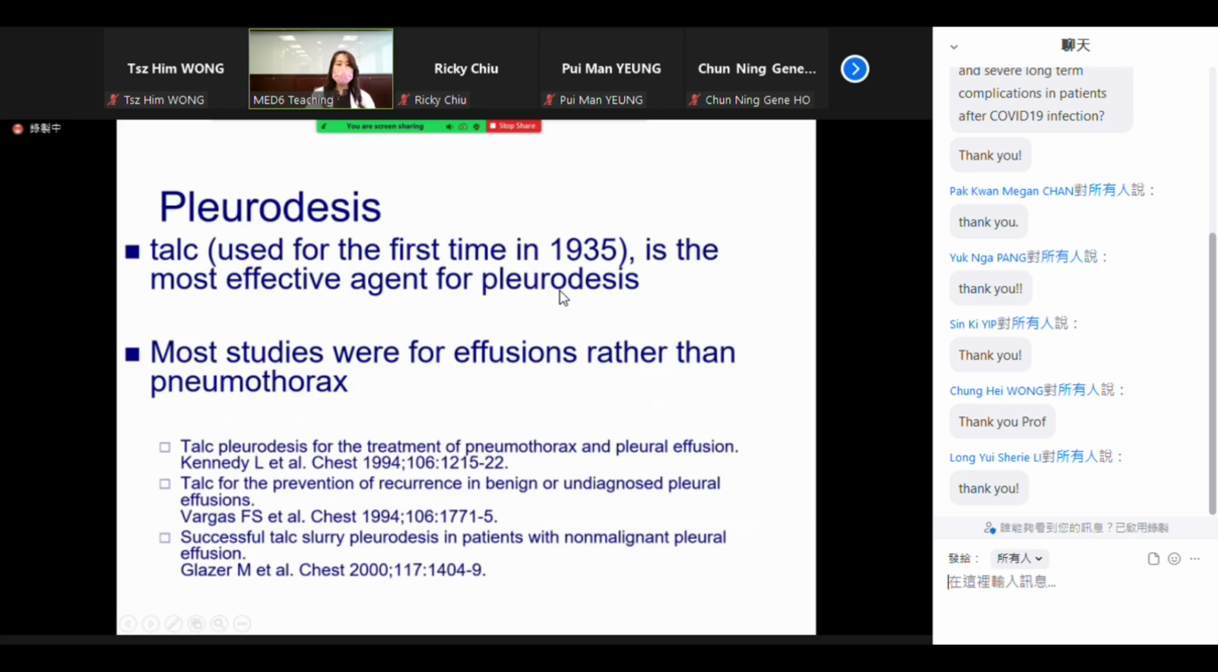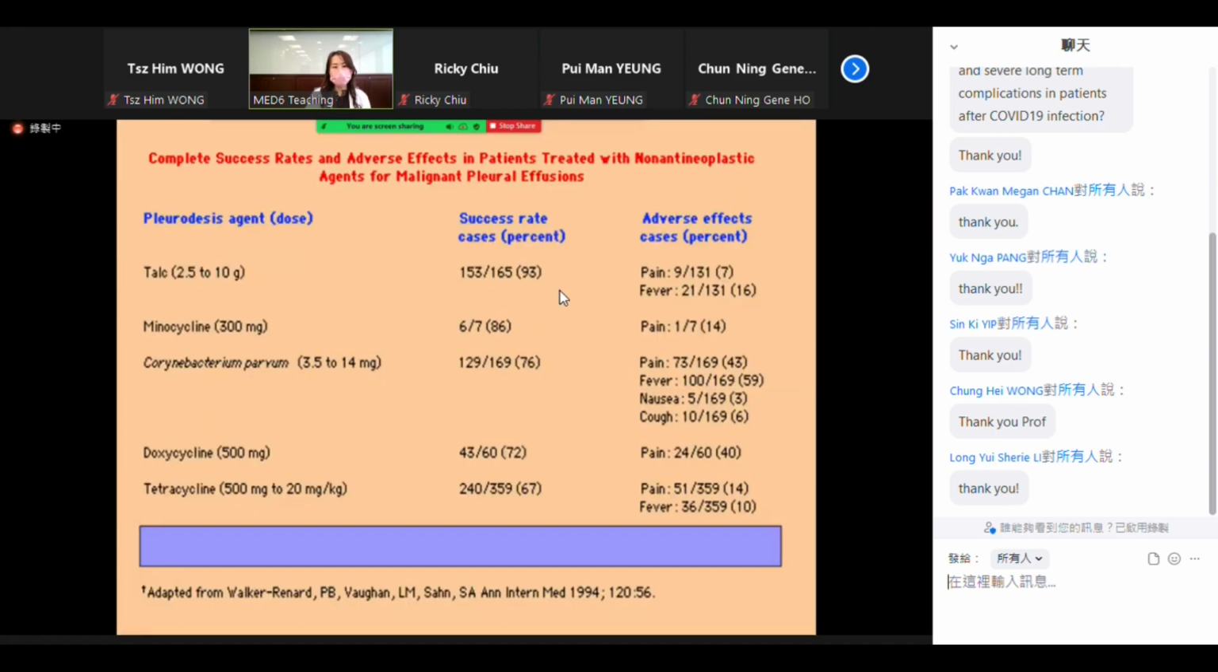So for chemical pleurodesis, talc is the treatment of choice. And for the evidence, actually most studies are for pleural effusion, preventing pleural effusion recurrence. For pneumothorax the data is not very strong, but this is still the most commonly used chemical pleurodesis agent for patients with secondary pneumothorax who are not fit for surgery. So please remember the first treatment of choice for preventing recurrence is still surgery.